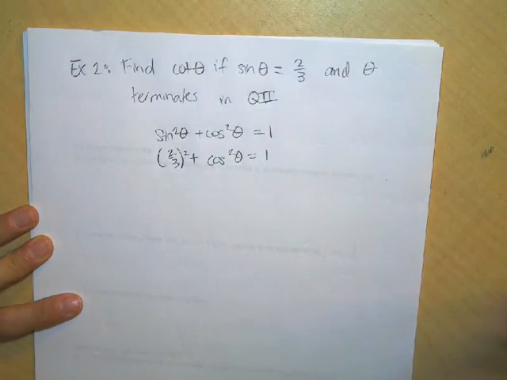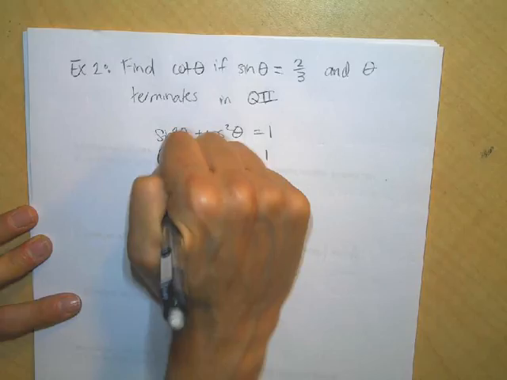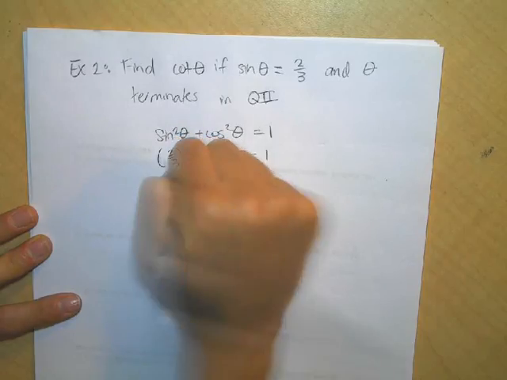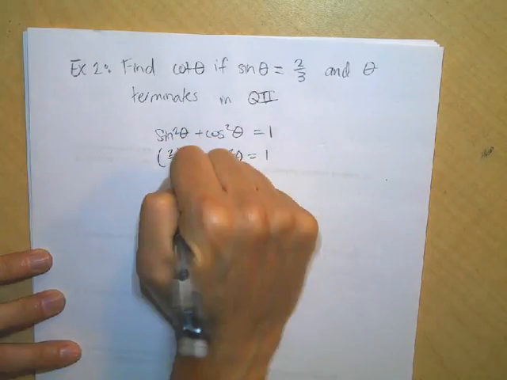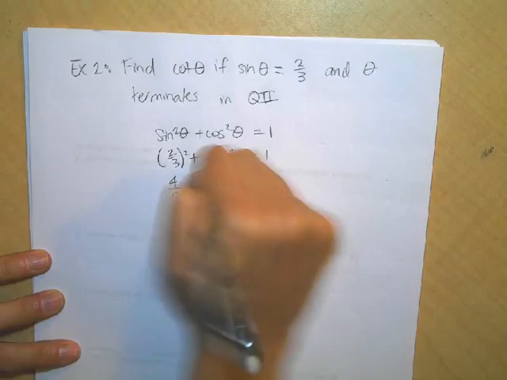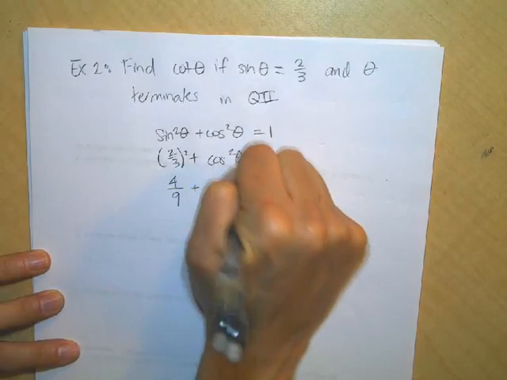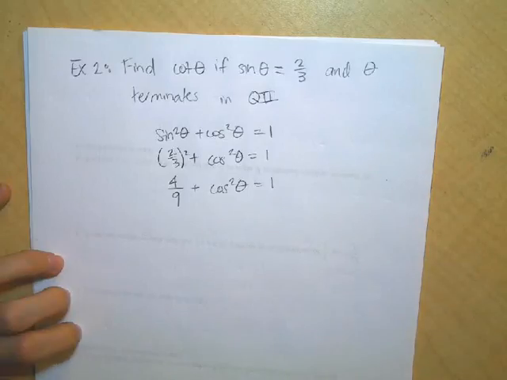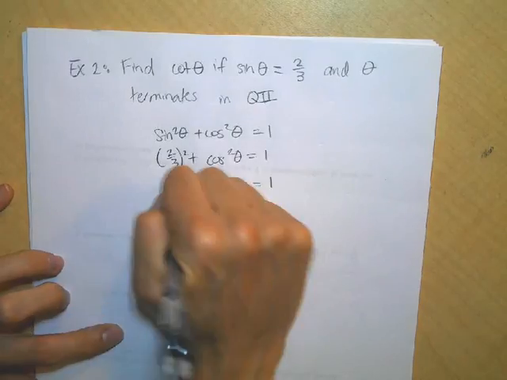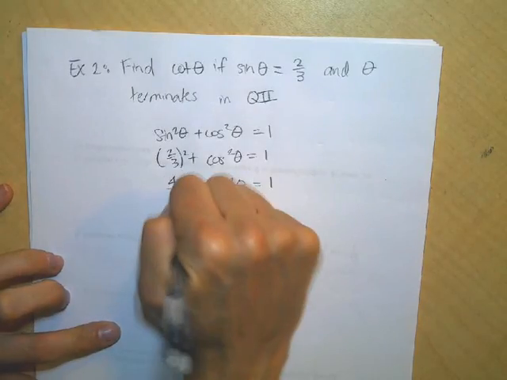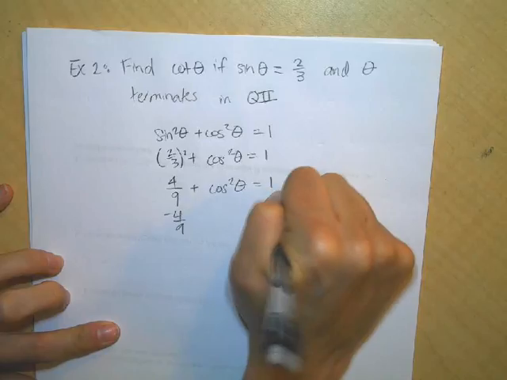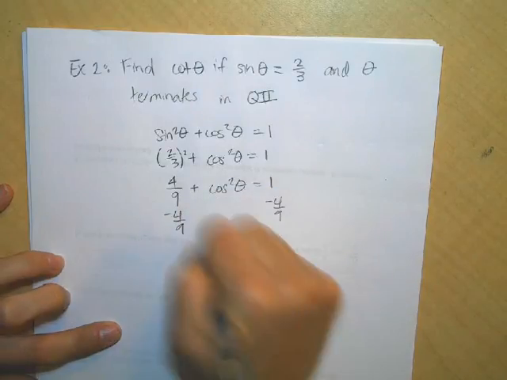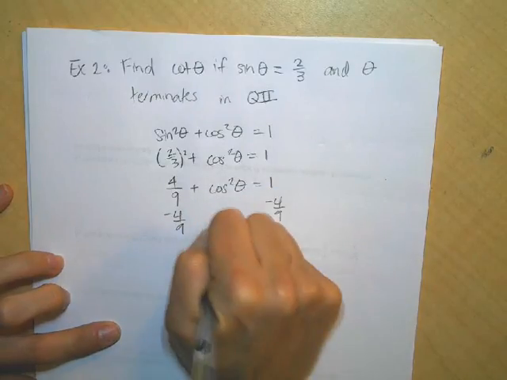Now, if you look, the problem says we want to find cotangent. Did I find cotangent? No, so I still have some work to do, but it's easy work. Because cotangent theta, if I look back to my ratio identities, is the same as cosine theta over sine theta. Do I have cosine theta? Do I have sine theta? So I can do this problem then.